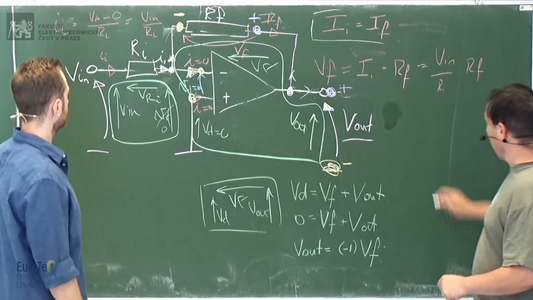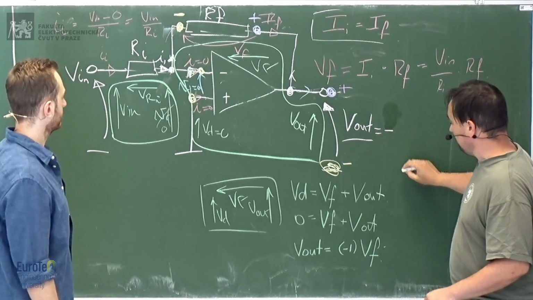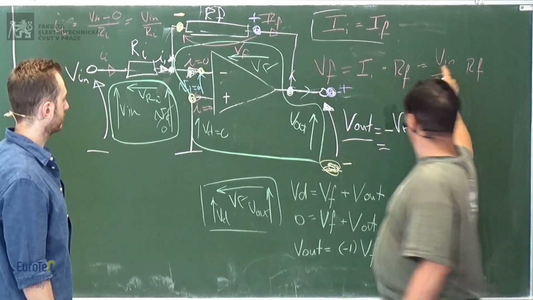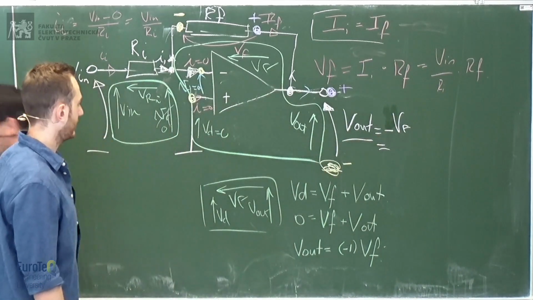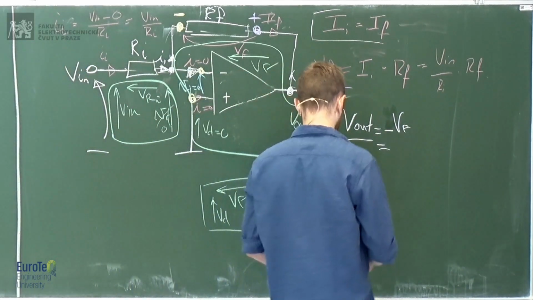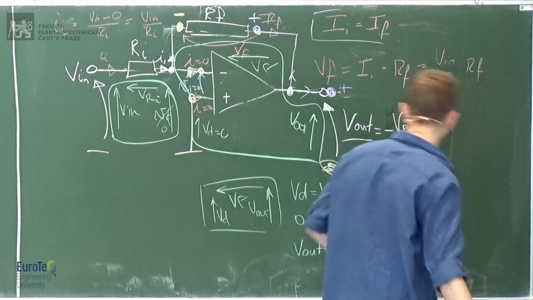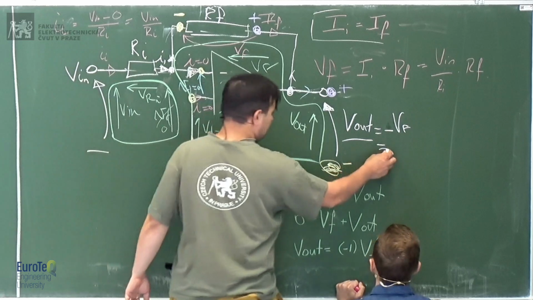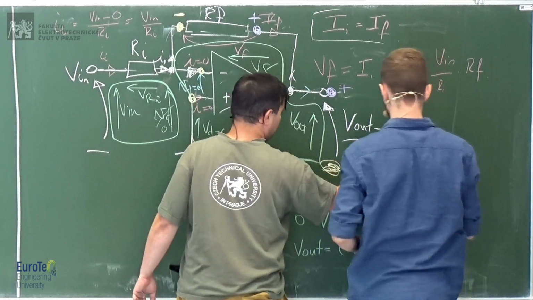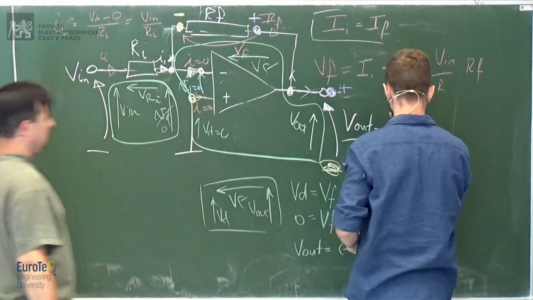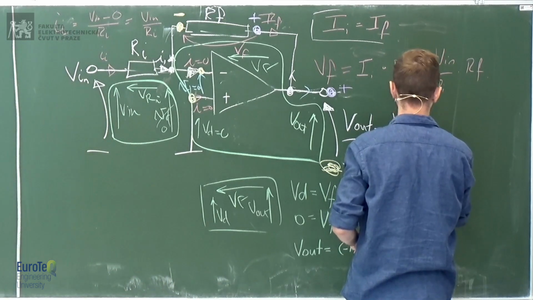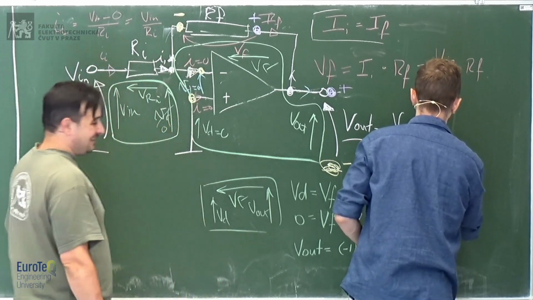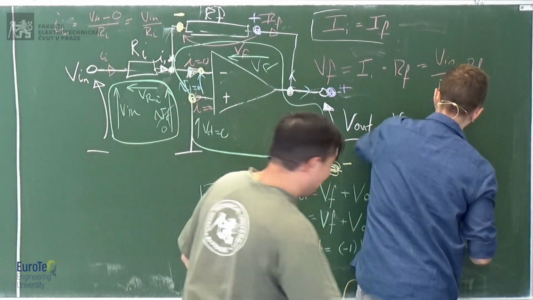So V out is therefore negative VF, and you know that VF is equal to V in over RI. So we can say that V out, write it here. Negative VF is negative 1 multiplied. You really love to put this negative 1, right? It's not going to escape from those brackets.